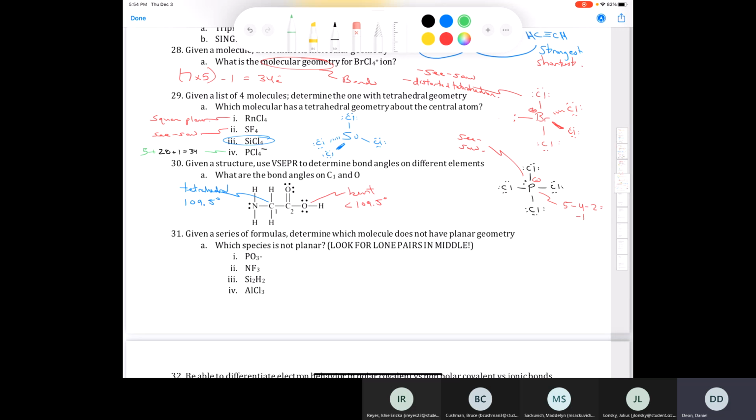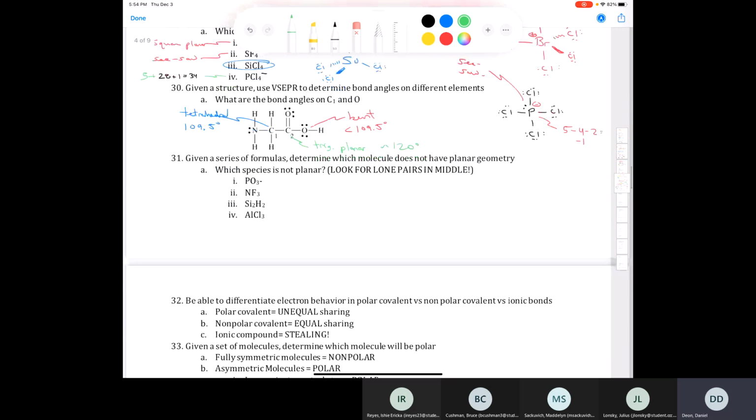You could even do one better. You could do the bond angle at carbon 2, right? Because this is trigonal planar. So the bond angles are going to be around 120 degrees, give or take a little bit. Okay, number 31. Given a series of formulas, determine which molecule does not have planar geometry.